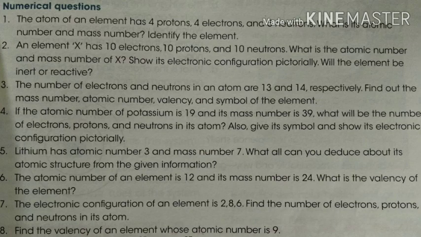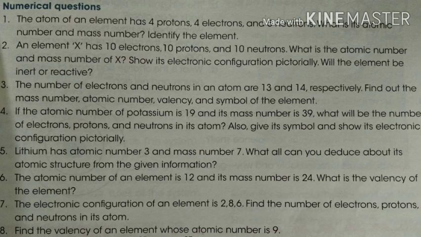It has 14 neutrons and 13 electrons. Therefore, mass number equal to 13 plus 14. Here, always remember number of electrons is equal to number of protons. Therefore, mass number equal to 13 plus 14 equal to 27. You have to write the symbol of the element. Since its atomic number is 13, the element is aluminium, whose symbol is Al.